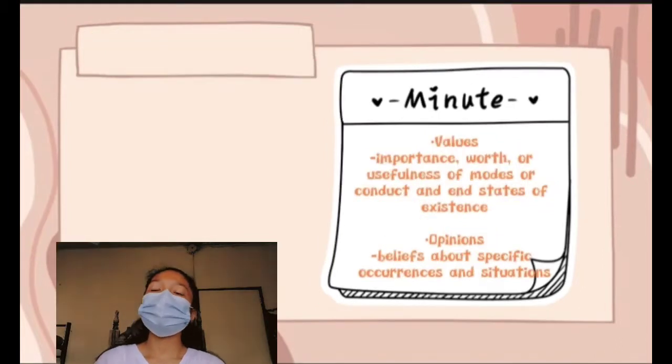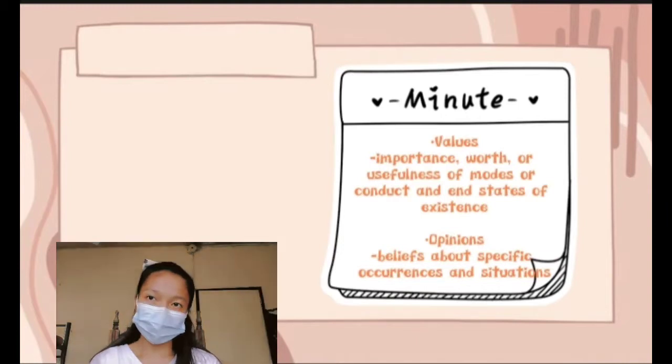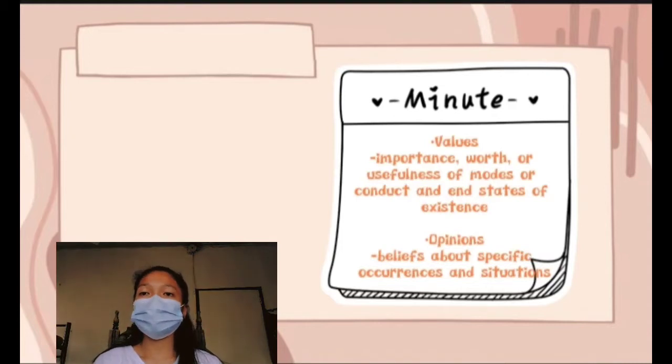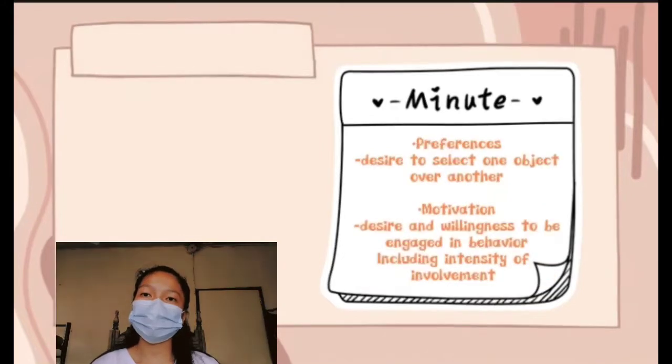Next is values. Values is the importance, worth, or usefulness of modes of conduct and end states of existence. For example, honesty, selflessness, and compassion. Next one is opinions. It is the beliefs about specific occurrences and situations. For example, Anna can say that Italian food tastes best, while Joe says it does not.